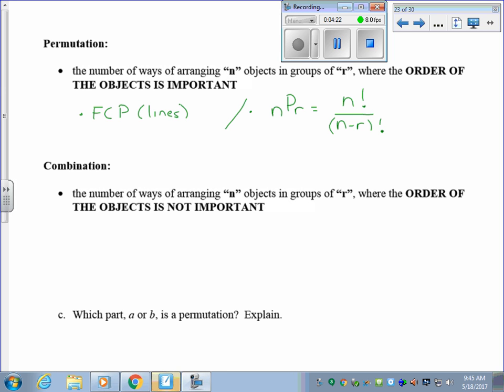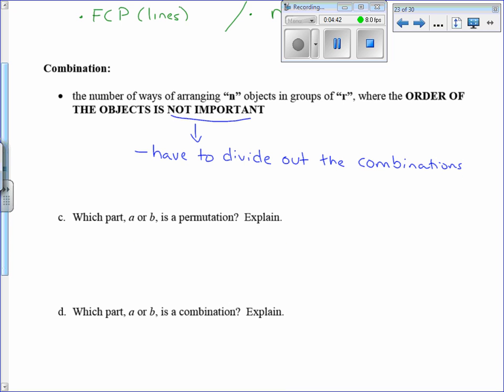When the order is not important, then that means you have to divide out the repeating combinations, the combinations that repeat. But the combinations that repeat, you can also think of it as the combinations that mean the same thing, that repeat or contain the same objects.